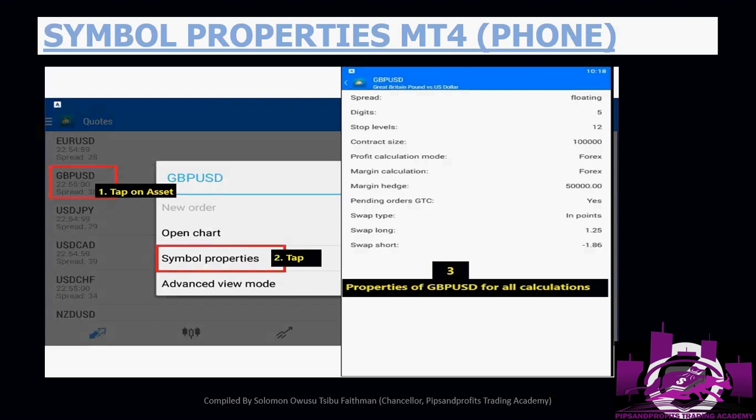And then we went through how we can access the contract specifications or the symbol properties of every asset we have on the platform. I gave an example that, for instance, if you want to look at the symbol properties of GBP USD, with the MT4 you just tap on the asset, you see symbol properties, you tap on the symbol properties, and then the properties of that particular symbol will be displayed. In that window, you see your spread, the type of spread we have there. You see your targets, you see stop levels, you see contract size, and many other things that are necessary for any calculation you want to do.